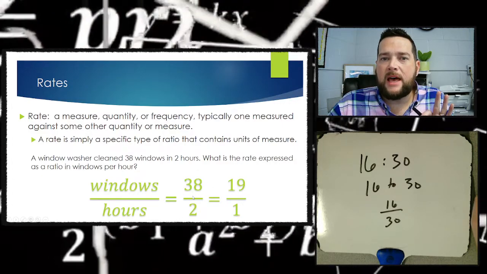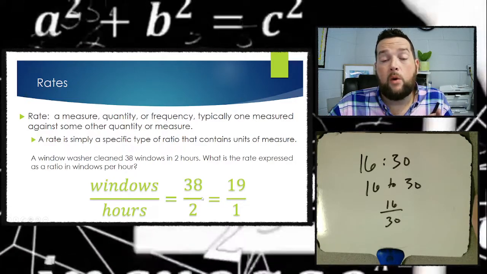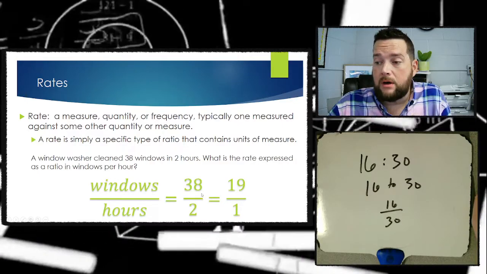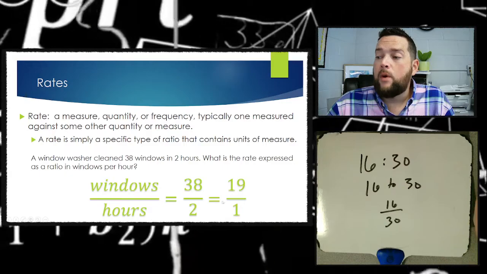And then we can use that information to keep on working, to find out what he can do in 1 hour. That's called finding a unit rate, a rate per one.